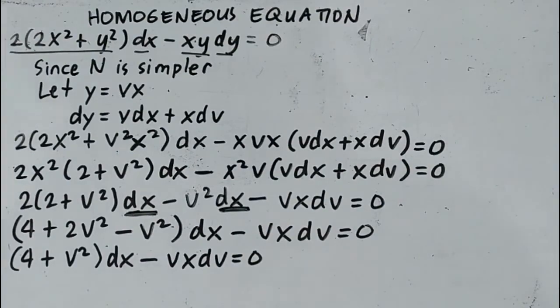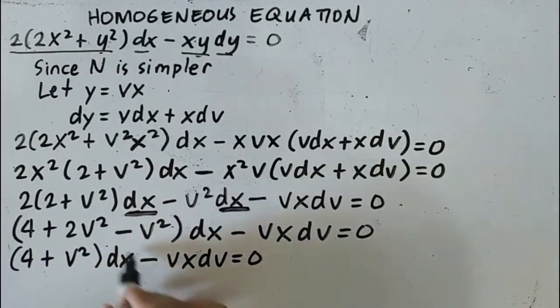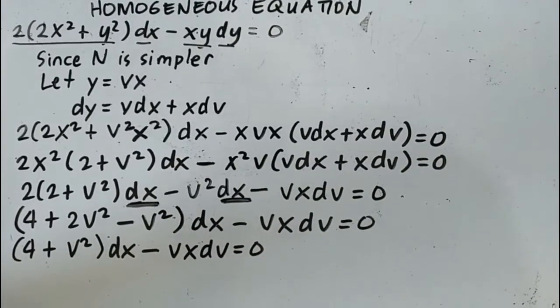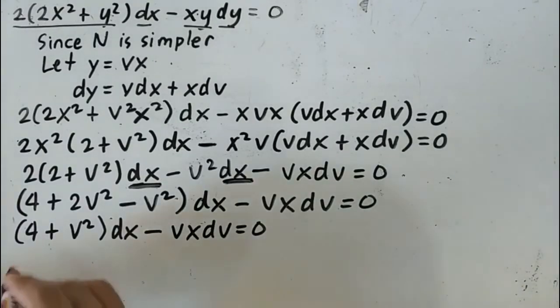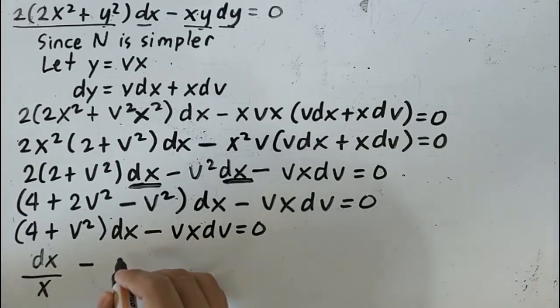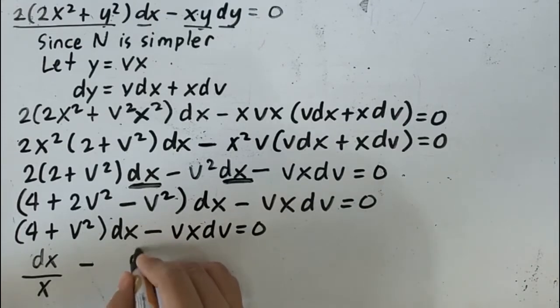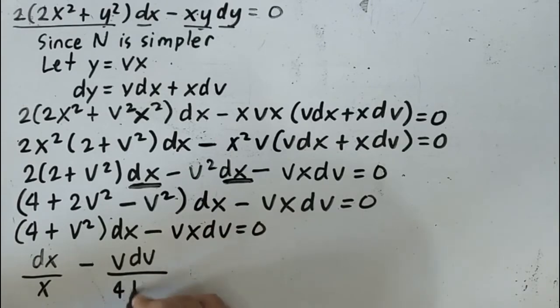As we can see, we have here in this term 4 plus v squared and then dx, and here vx dv. So we separate the variables such that all the dx are here, this function is a function of x, and this function becomes a function of v. So as we have learned separation of variables last time, this becomes 4 dx over x minus, so x transfers here, we have v dv over 4 plus v squared.